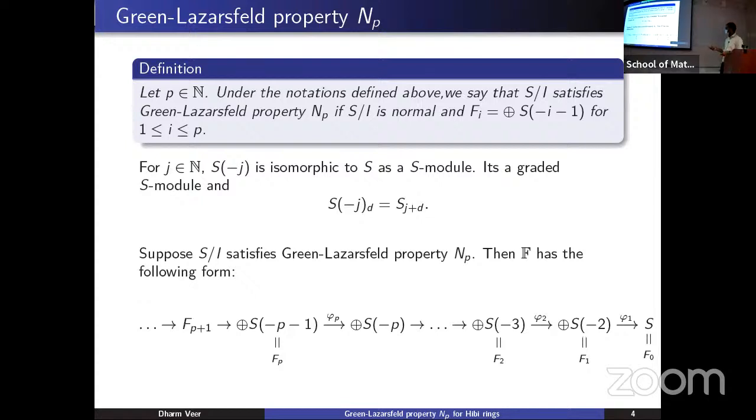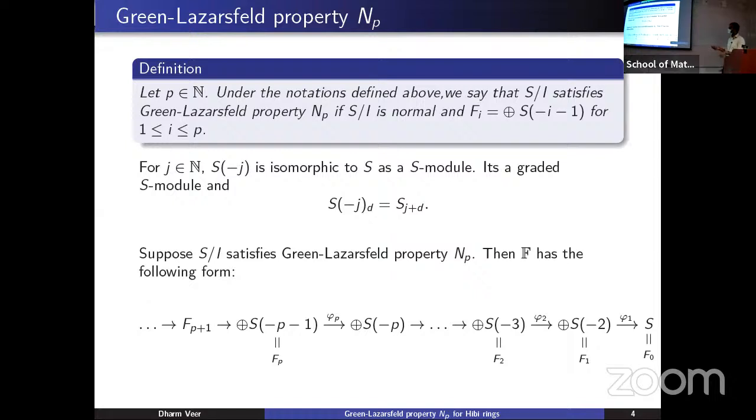Since we are taking the resolution of S mod I, F0 will be S, and if we plug in i equals 1, we have a shift of -2 here only, right? And furthermore, up to p, we have a shift of -3, -1. So until that particular stage, I mean the pth position, the resolution is linear.